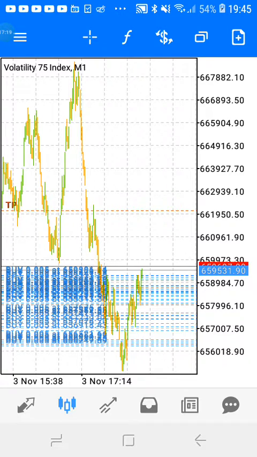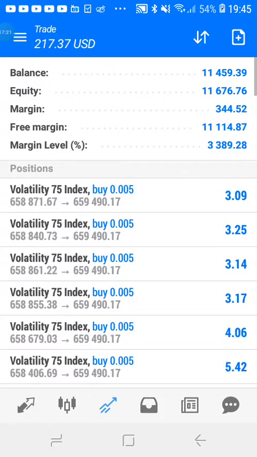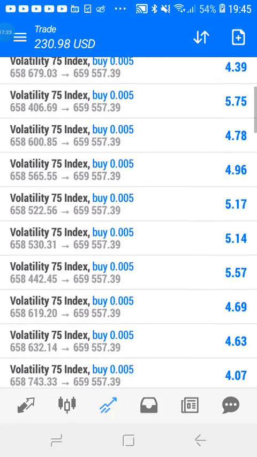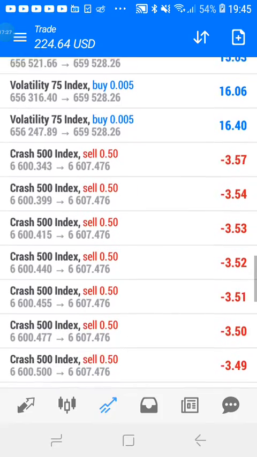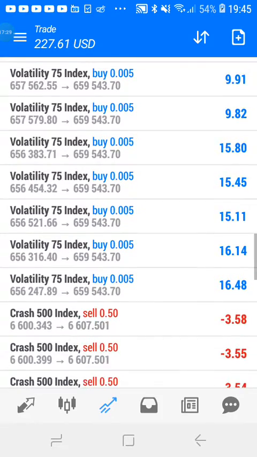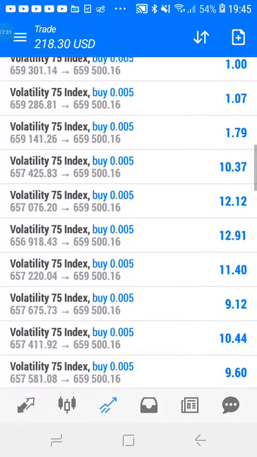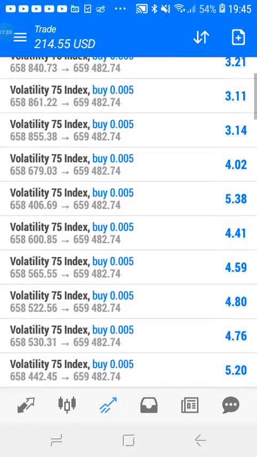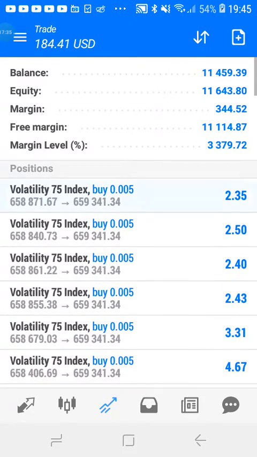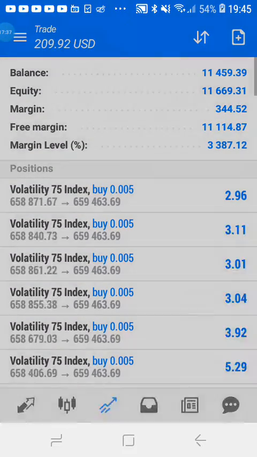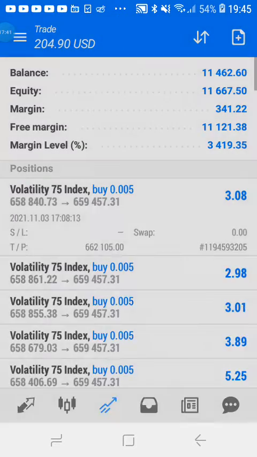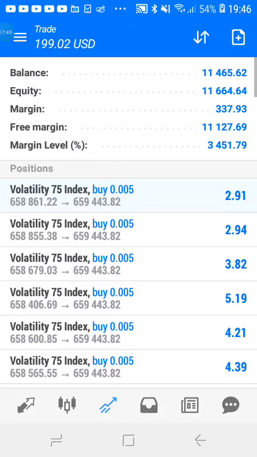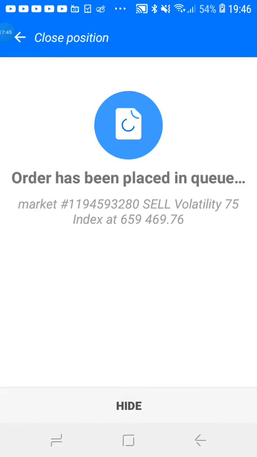So as you can see, this strategy works, guys. On V75, all the entries that I put are in profit. Only Crash, I'm waiting for Crash now because there's a bit of manipulation. So let me just close these trades for V75.